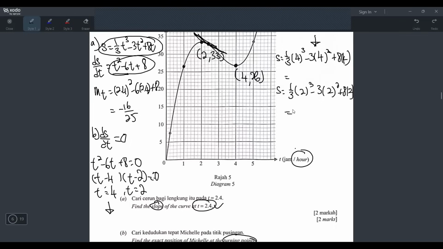Okay, time to press calculator. Let's go. So 1 over 3 times 4 power 3, and then plus minus 3 bracket 4 close bracket square, and then plus 8 times 4, which is 32. Okay, my calculator give me 16 over 3. Okay, let's do the other one. 8 divide 3 minus 3 times 4 plus 16. Okay, my calculator give me 20 over 3 for the other answer, right? So this is my turning point. Wait, did I do something wrong here? T square minus 6t plus 8.